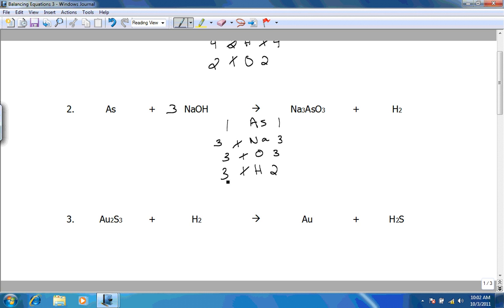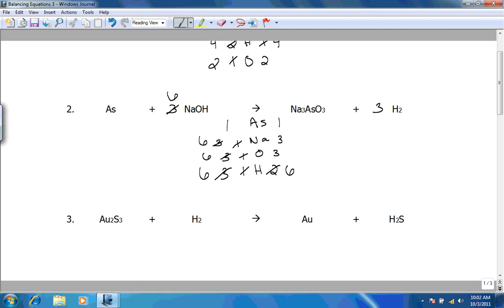You notice that we need 3. No matter what, nothing I can multiply 2 by is going to equal 3, because 3 is an odd number. So the smallest number that's divisible by both 2 and 3 is 6. So I'm going to try to make those hydrogens equal 6. So 3 times 2 is 6. So now I have 6 here, and that's going to equal 6. That also changed our oxygens. We now have 6 oxygens, and we have 6 sodiums.